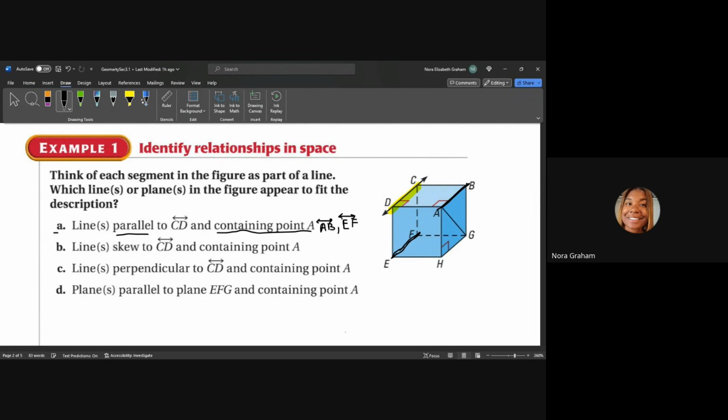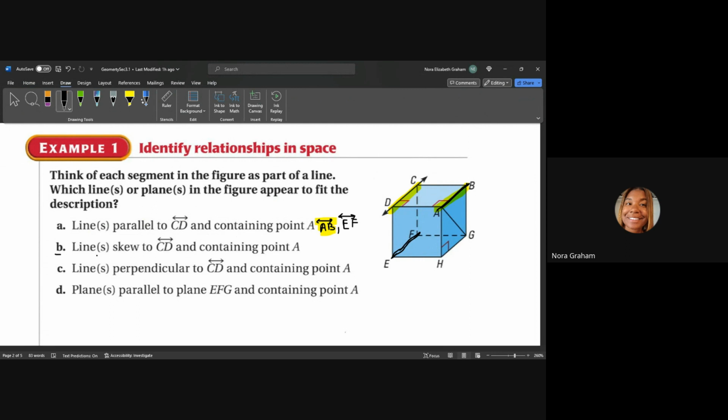But again, our condition said containing point A, right? So out of these two lines that are parallel to DC, the only one that I could see containing point A is going to be this answer right here, line AB. So this would satisfy our conditions for A, right? Let's move on to B.